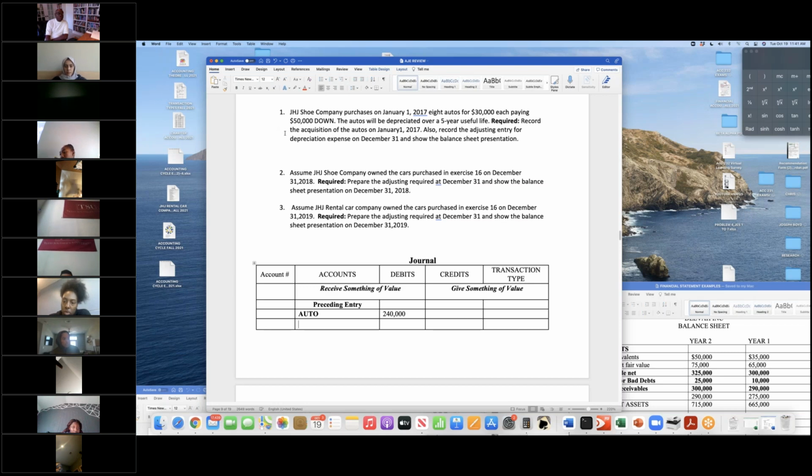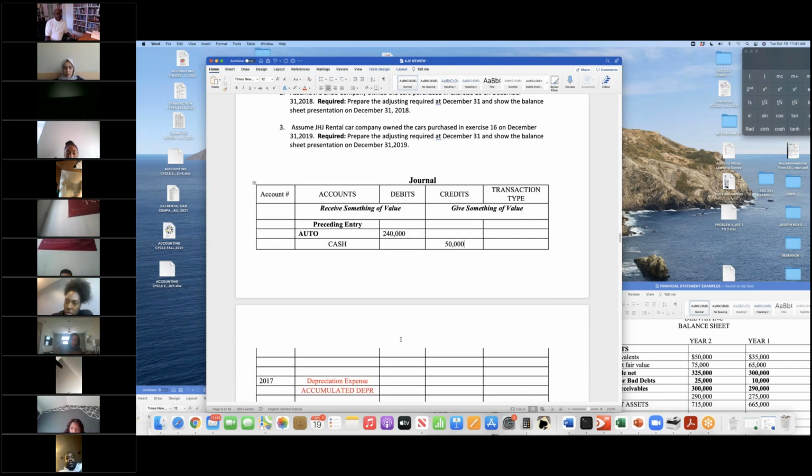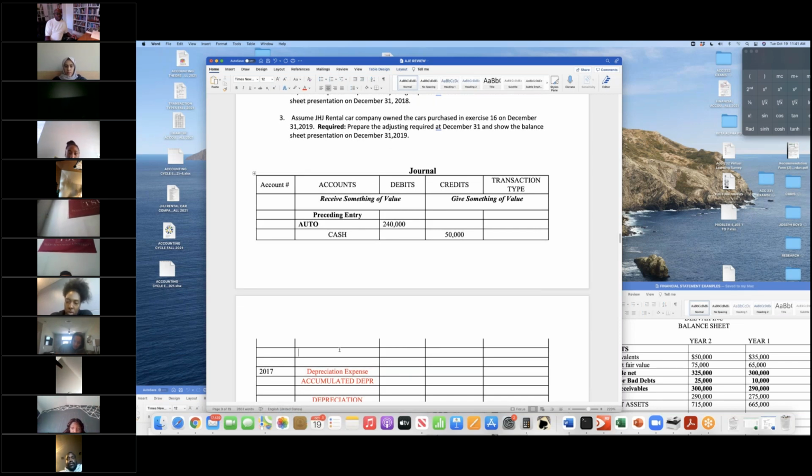What's our credit going to be to? Cash and notes payable. So we're going to credit cash for the 50,000, and we're going to credit what? Notes payable. And that's going to be for what, 190?